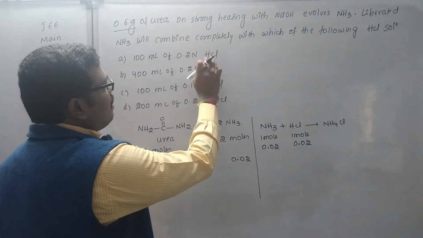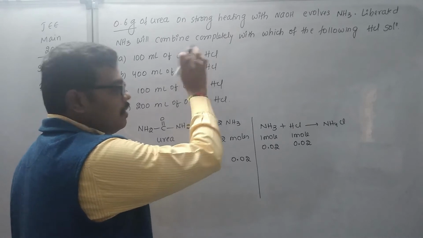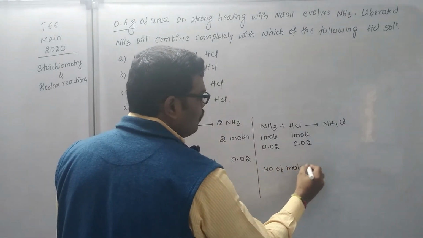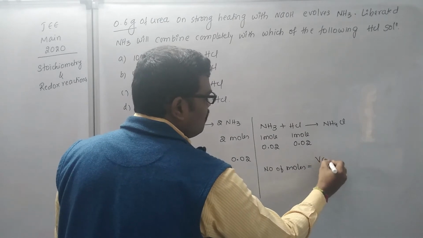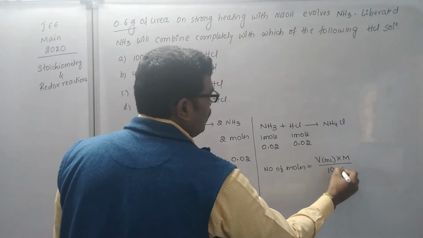Here the N factor of HCl is 1. So you can take molarity in place of normality. Number of moles is equal to volume in milliliters into molarity divided by 1000.